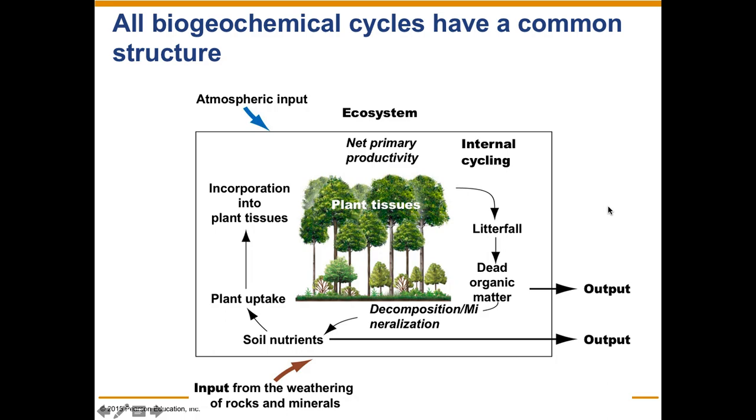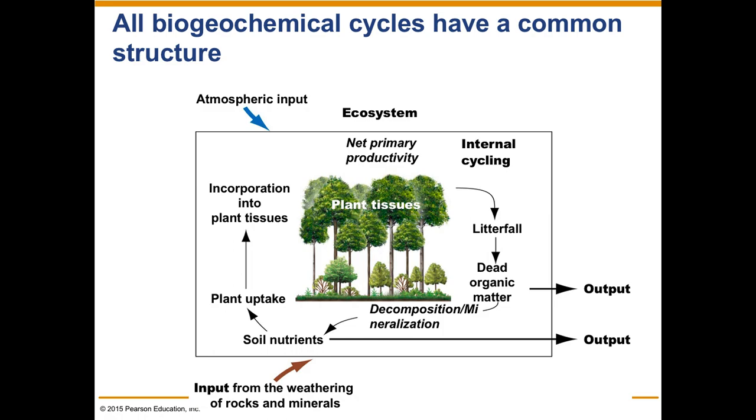We can think of this block, this forest, as our system. We've got inputs of nutrients to the system, and outputs of nutrients from that system. The system depends on where we define it. In this instance, it's being defined as a forest. But if we wanted to include wetlands or lakes within that system, then we'd have a different boundary for our inputs and outputs.